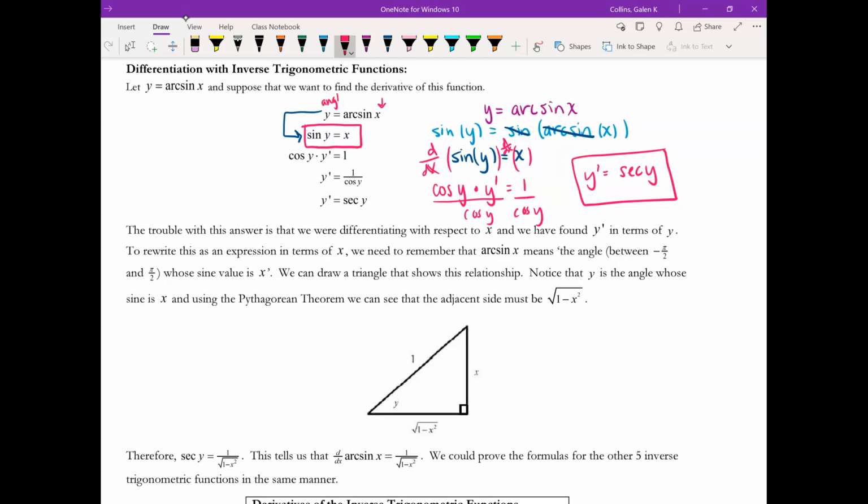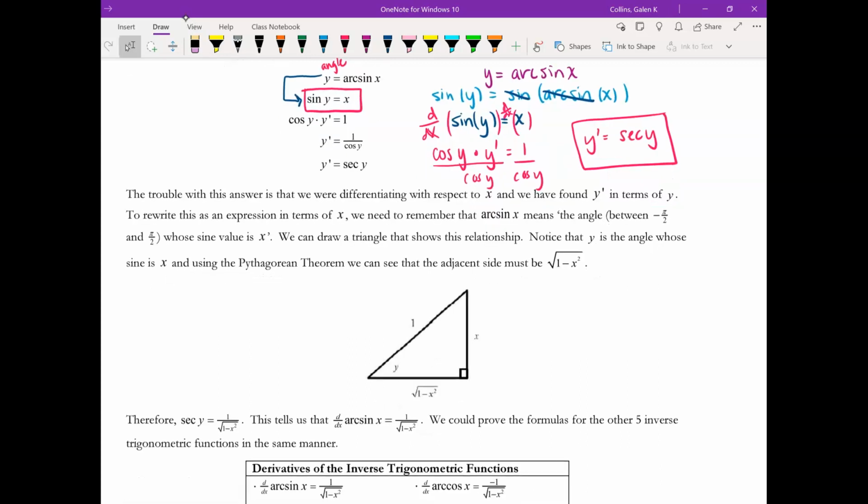So y is an angle, and x represents either a side where the hypotenuse is 1, or it could be like the ratio of two sides. But to simplify this, we're going to just make x the opposite side. So if you look at this drawing, we would start with a right triangle and we would just pick an angle, either non-right angle, and name it y.